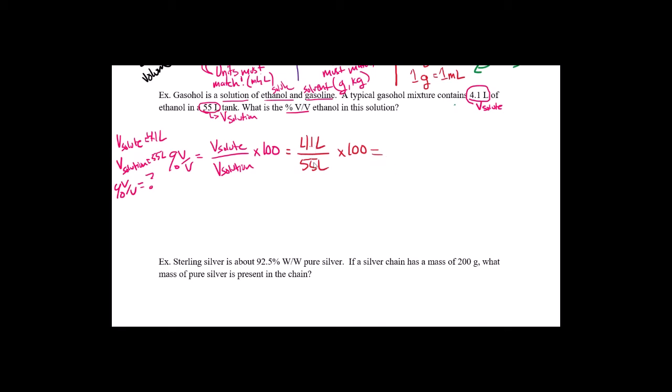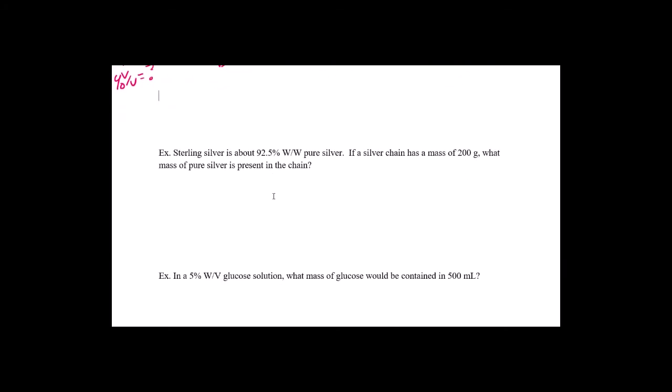And putting my units in helps me catch that. So 4.1 divided by 55 times 100. My calculator says 7.4545. I get 2 sig digs here. So we're going to round that to 7.5% by volume. So that would be my final answer. That's the percent by volume ethanol in the gasoline. Now let's try another one.